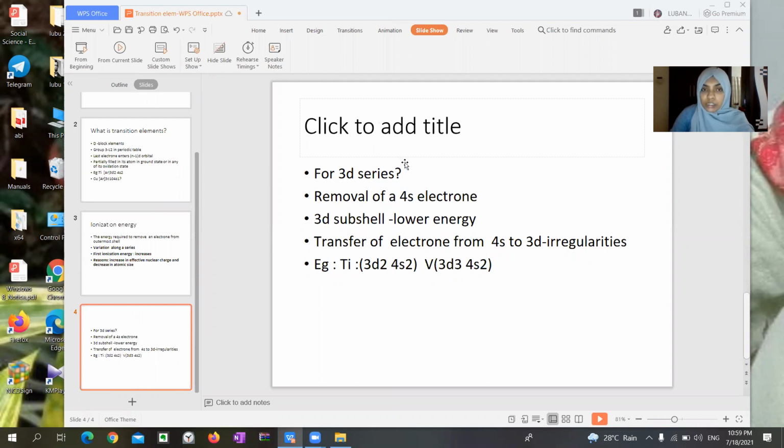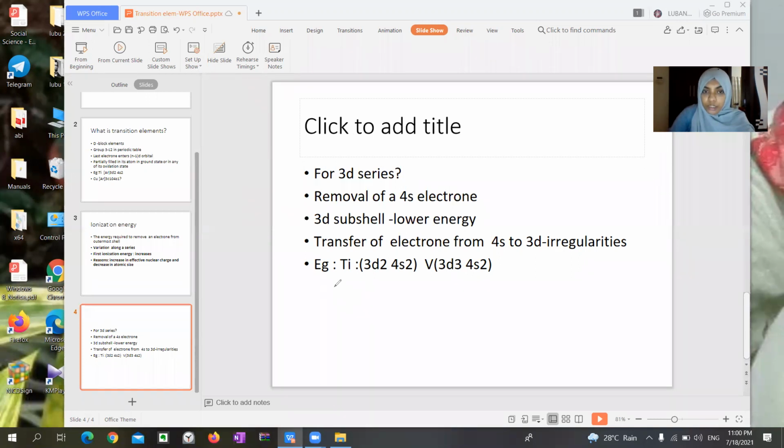What is the difference of ionization energy in the 3d series? For the 3d series, the first ionization energy is the removal of a 4s electron. When we remove a 4s electron, there is a relative energy change from 4s to 3d. What is the change? The relative energies of the 4s and 3d subshells are altered. Then the 3d subshell will have lower energy than the 4s subshell. Then, when this occurs, there is transfer of electrons from 4s to 3d and some electron gain energies also happen when this transfer of electrons occurs. That is how some irregularities occur.